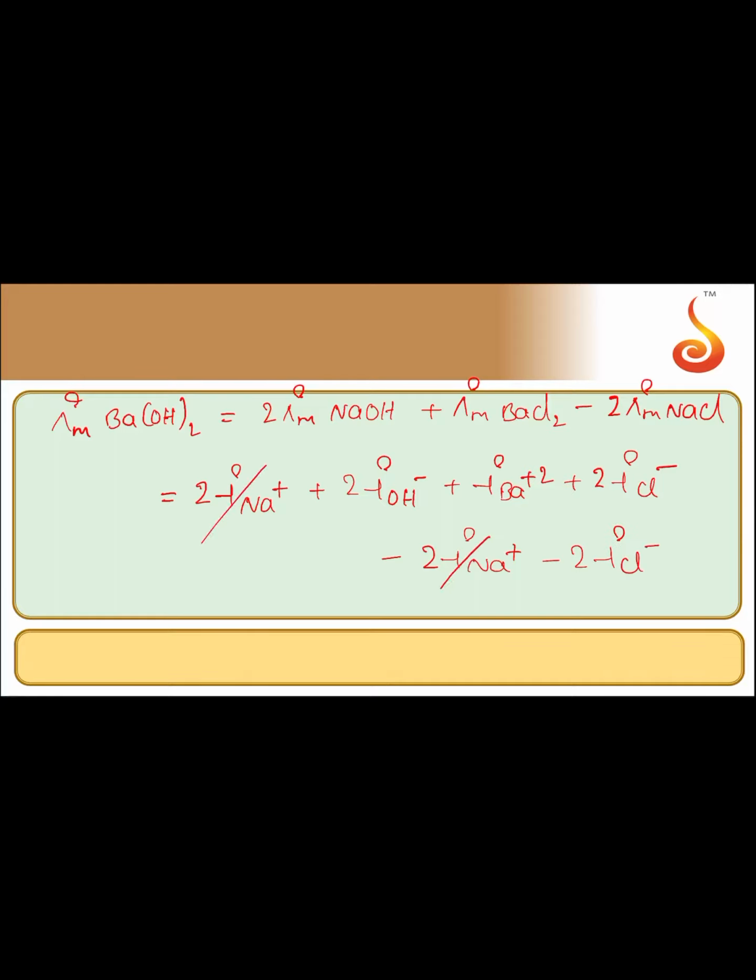Na plus we can cancel, Cl minus also we can cancel. What is remaining here? Lambda naught of the Ba 2 plus, plus 2 into lambda naught of the OH minus. So we are getting lambda m naught value for Ba(OH)2. So now the given values, substitute in this formula.